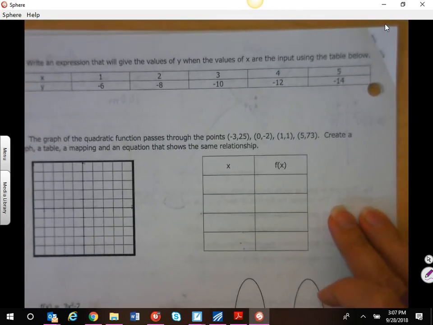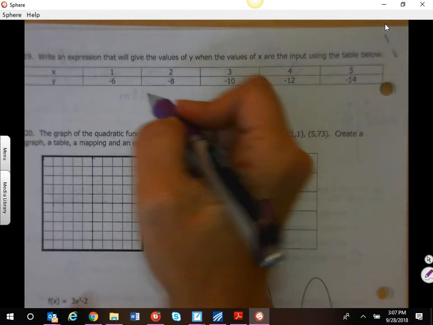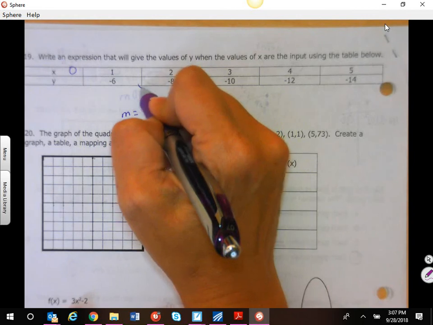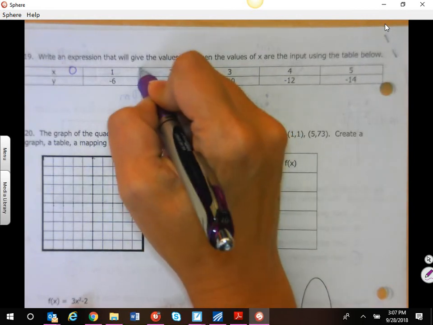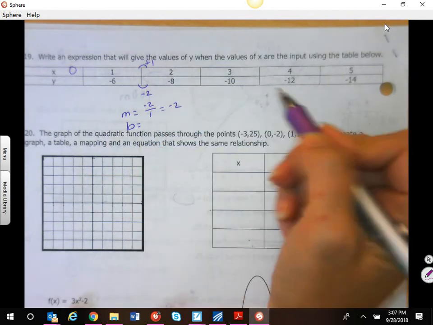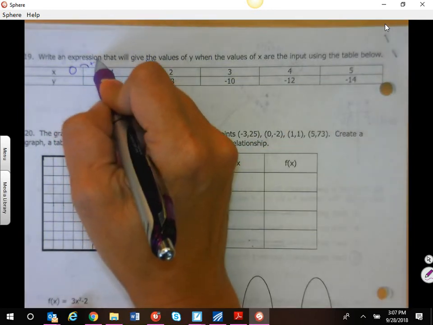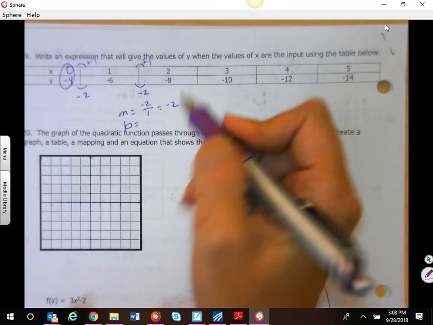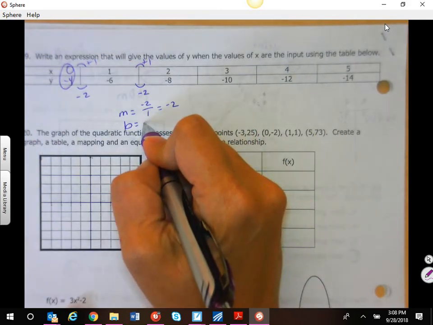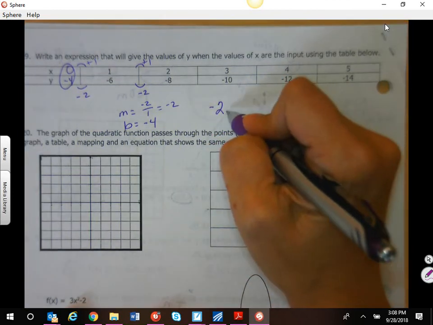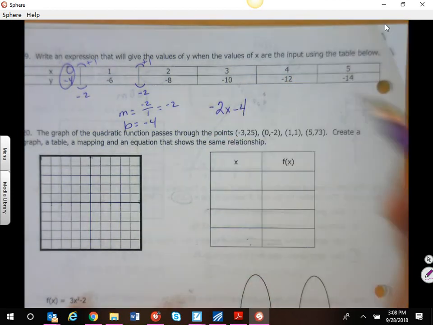Again, writing an expression for the table of values, so we need an m and we need a b. Again, change in y over change in x is my slope. If I continue the pattern and I work backwards, well, negative 4 minus 2 is negative 6, so my b value is negative 4. My expression is going to be negative 2x minus 4.